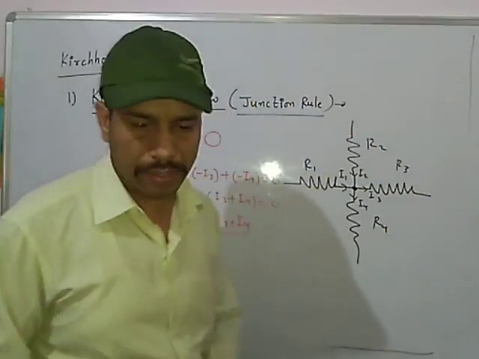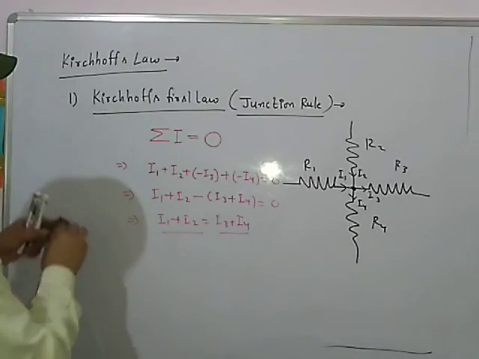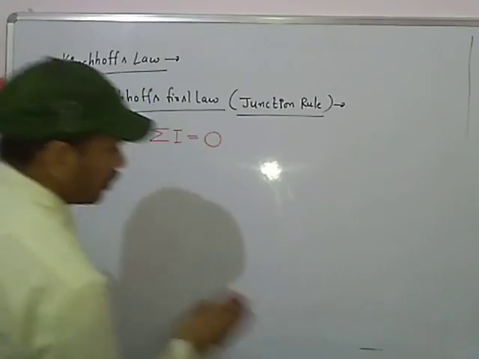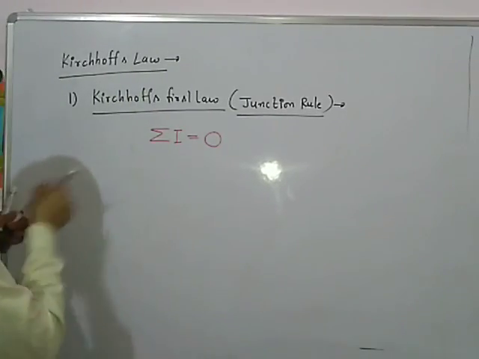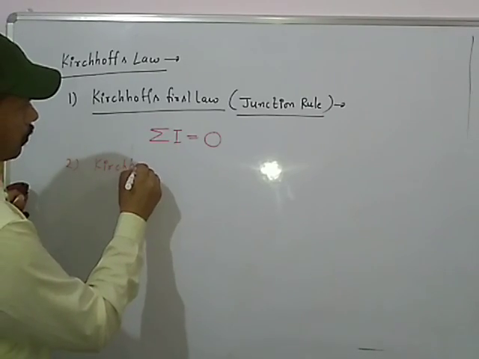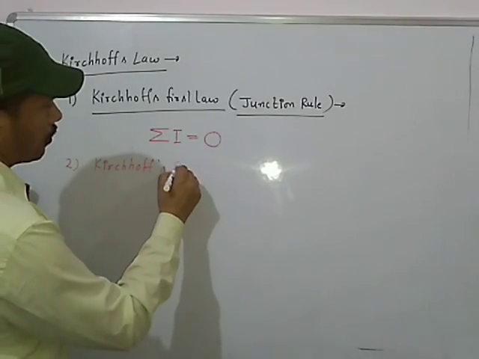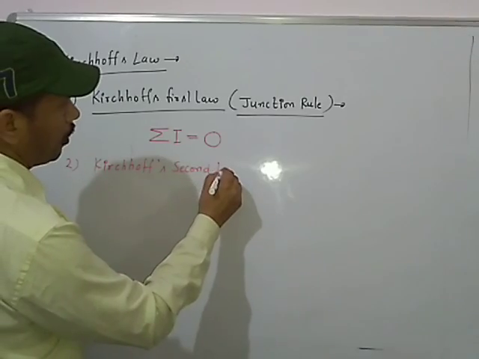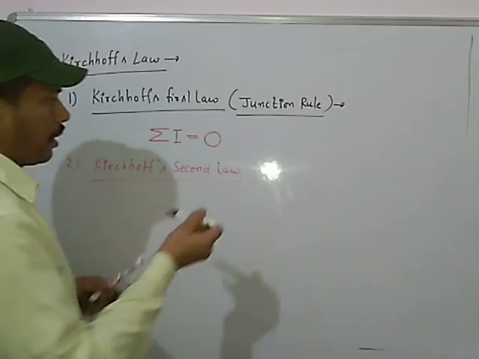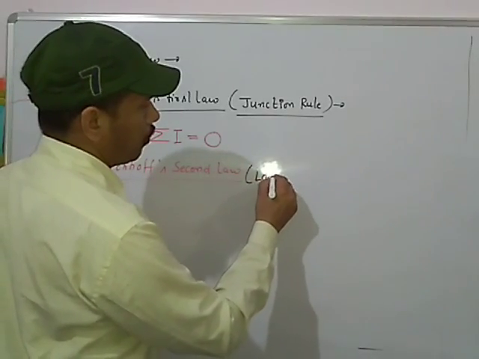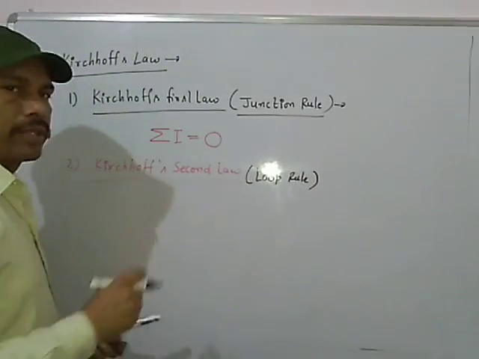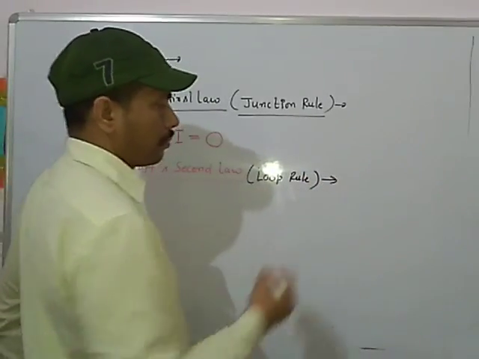Now coming to the second one, rule number 2, Kirchhoff's second law. This Kirchhoff's second law is also known as the loop rule, or it is also termed the mesh rule.